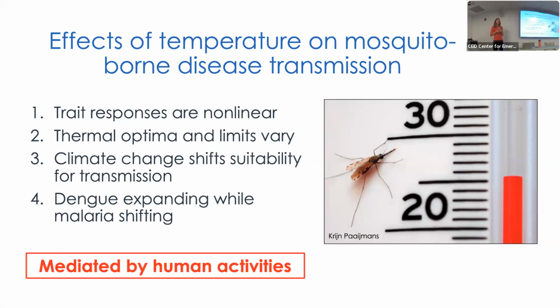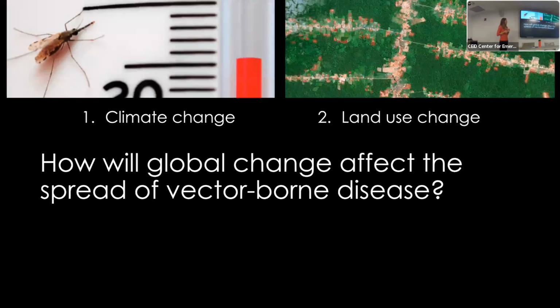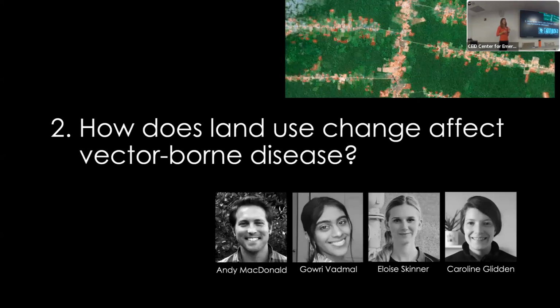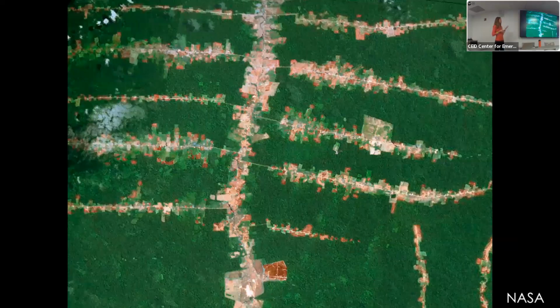Now, all of this is mediated by human activities. So this is an important caveat and something that I want to dive into for the second part of the talk, hopefully a little bit more quickly than the first part. So here we're going to address the impacts of land use change on vector-borne disease transmission. And this is work that's been spearheaded by 3 postdocs and an undergrad in my lab who've done some really fantastic work, really inspired by starting to think about deforestation in the Amazon.